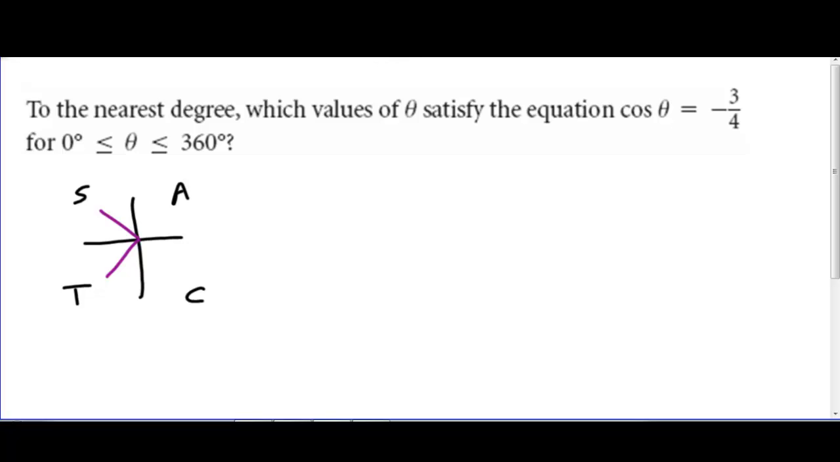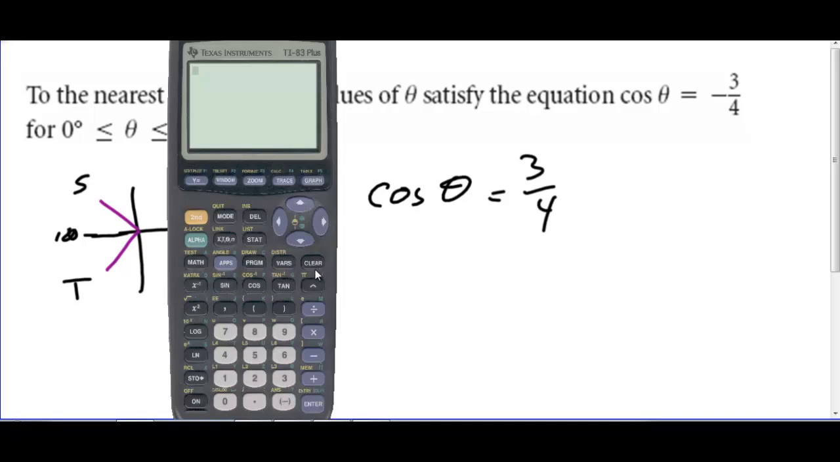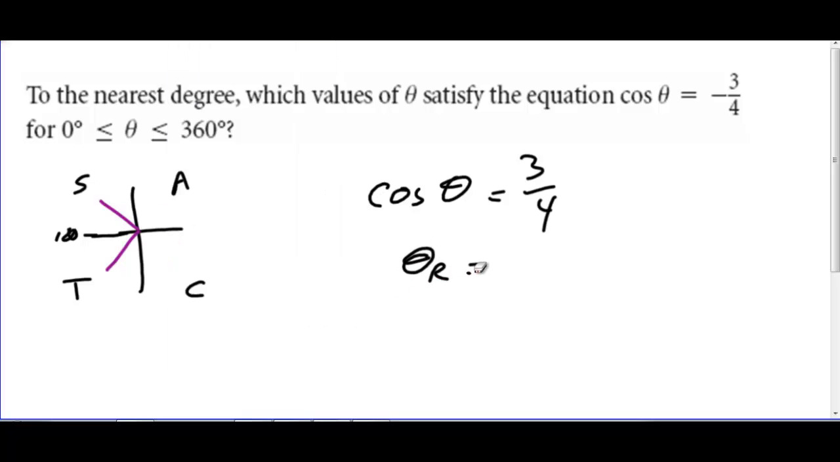So now I need to calculate it. I'm going to find out where cos theta is equal to, now I'm just going to make it positive to figure out the reference angle. So I'm going to go 3 over 4. And then I need to calculate that value. On my calculator, I'm going to do second function cosine because I want to get the angle. And I'm going to go 3 divided by 4. And my calculator is going to give me that my reference angle is 41 degrees. So that means this angle here is 41 and this angle here is 41.